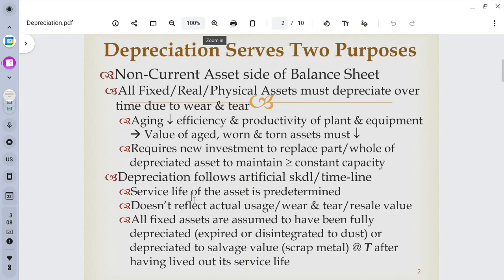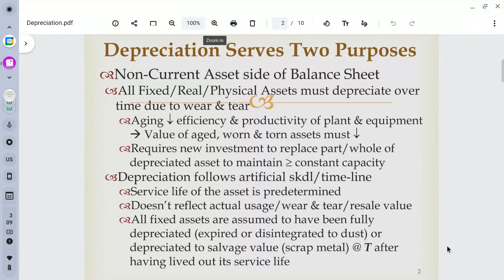And service life is already predetermined, right? It doesn't reflect actual usage, wear and tear, or resale value. All fixed assets are assumed to have been fully depreciated. That means expired or disintegrated, right? Disintegrated to dust. The reality isn't like that. If you have some fixed asset after a number of years, and you have used it well, still there would be some value on it. Company vehicle, even after 5 years, there would be some resale value on it.